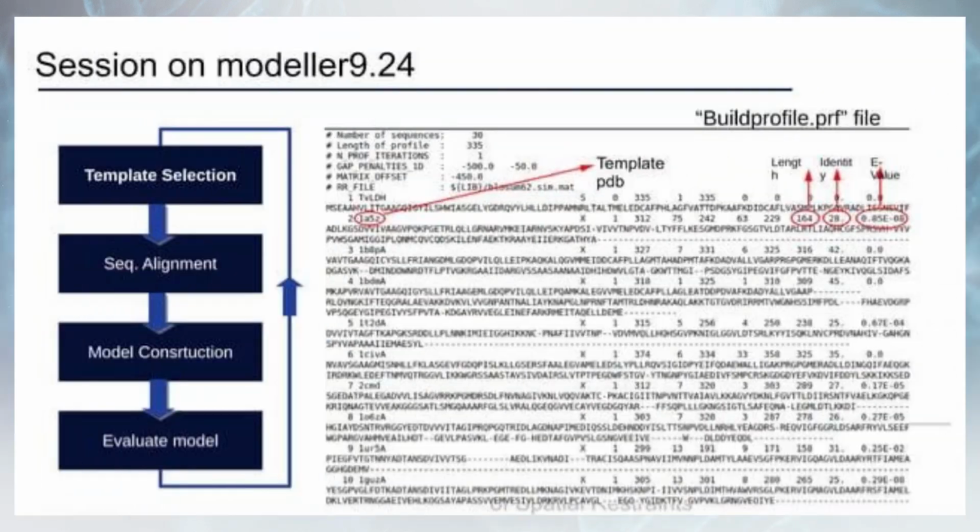To understand the build_profile.prf file, which will be the output of the Python script, we can see it will include all the filter criteria which we have already reported in the previous section to pass and run for Modeler. That was the E-value, that is, the expected chance of mutation, which has to be near 0, identity, coverage, similarity.